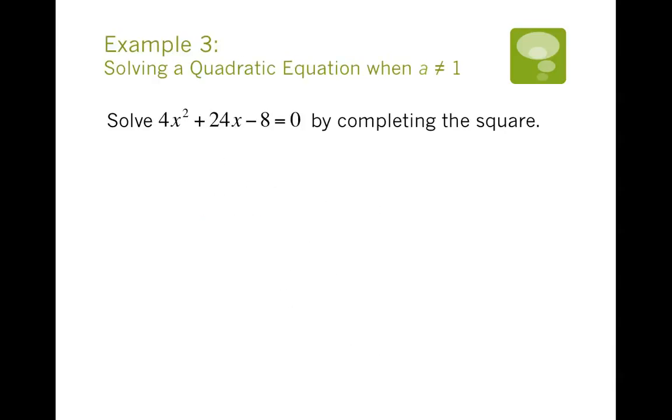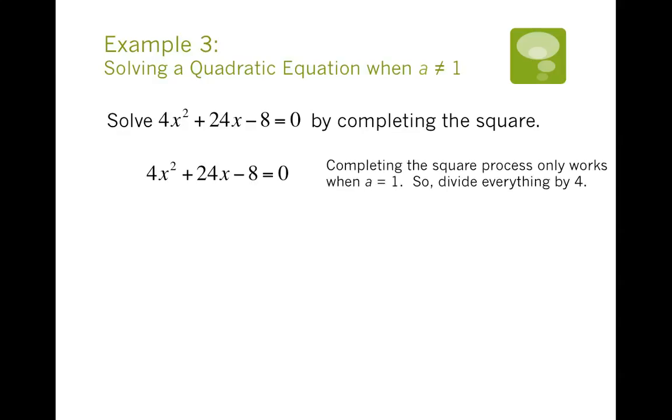All right, let's take a look at another example. What happens when a is not equal to 1? So in our previous example, we did not have a coefficient out in front of x squared. Here we do. We can see a 4 as our coefficient. Well, when we're using an equation like this, we need to realize that the completing the square process only works when a equals 1. So we need to make that happen in this equation, and we're going to do that by dividing everything by 4.